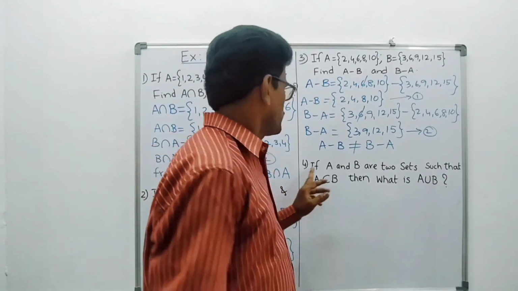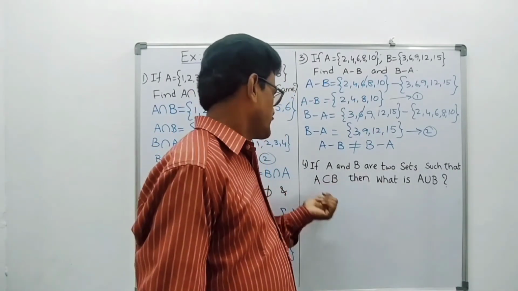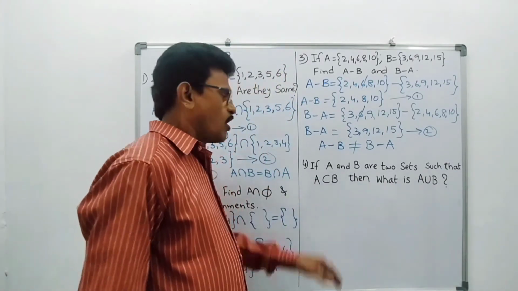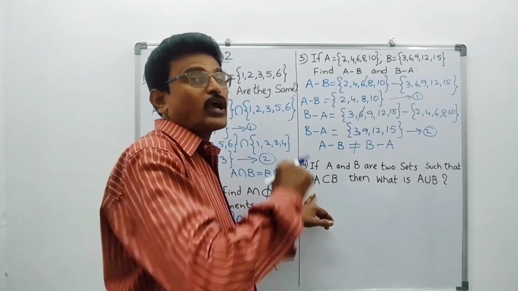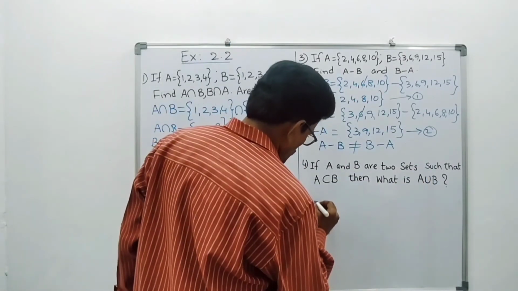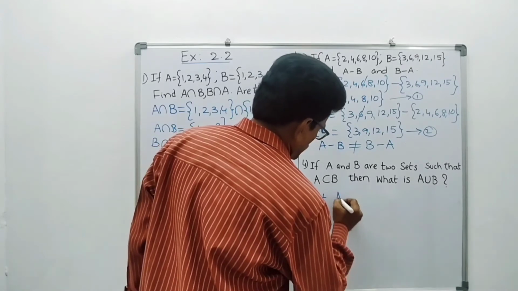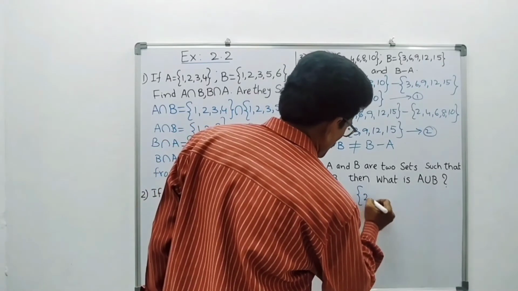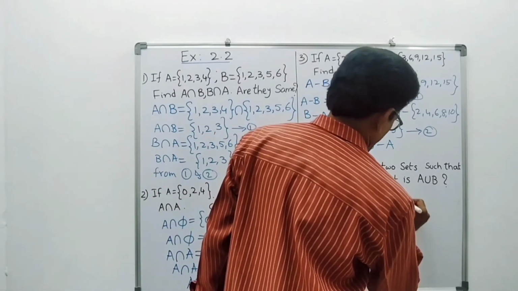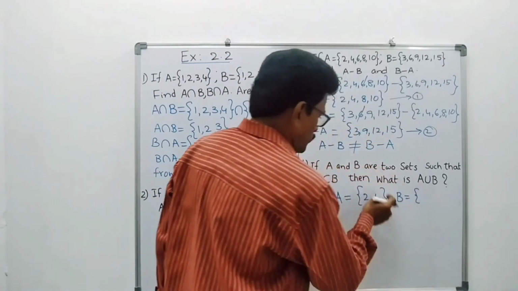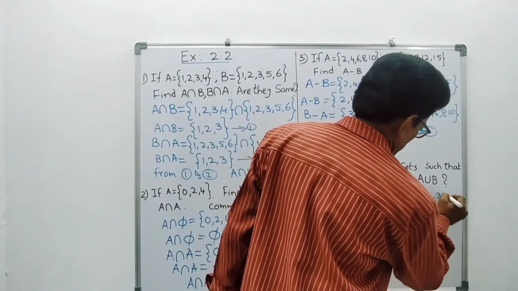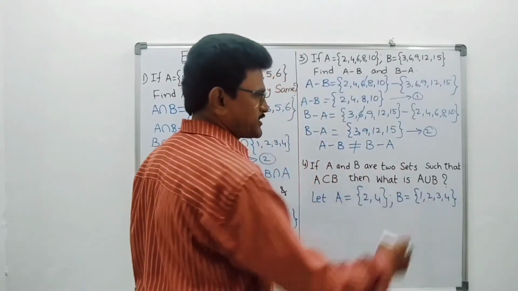See, fourth one. If A and B are two sets such that A subset of B, then what is A union B? A subset of B means all elements of set A are also elements of set B. Okay, in simple method, we will do this one. Let set A have elements 2, 4, I am taking. Okay, only two elements. Now we will take set B. We have to take 2, 4 compulsory here also. Now 1, 2, 3, 4. Right? 2, 4 elements are there.